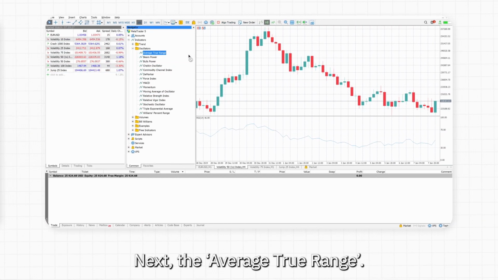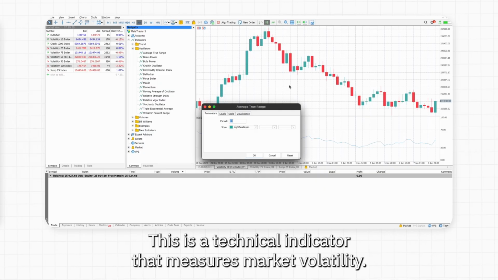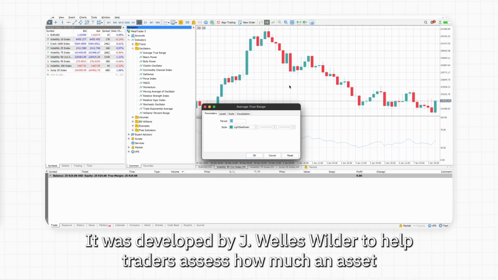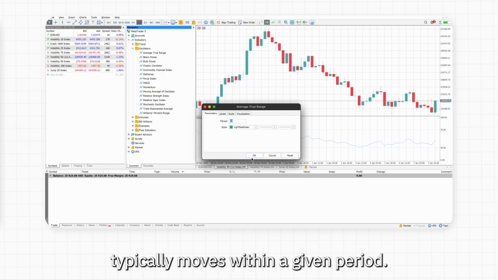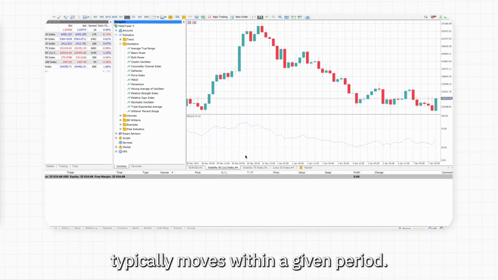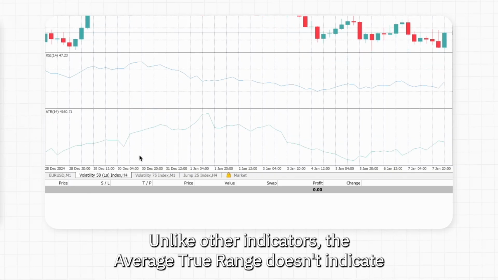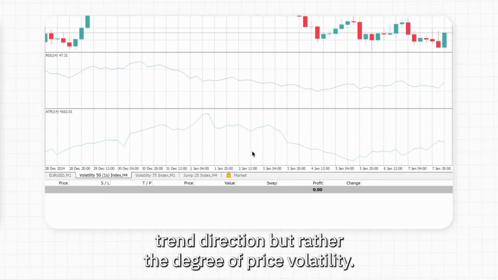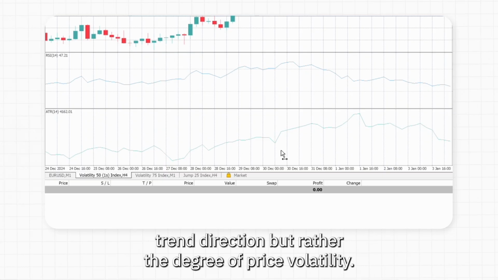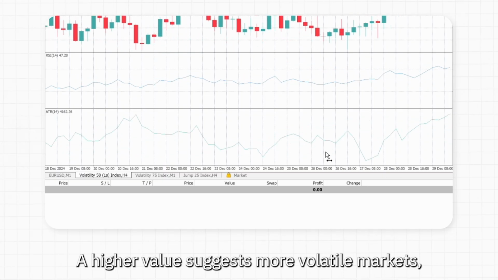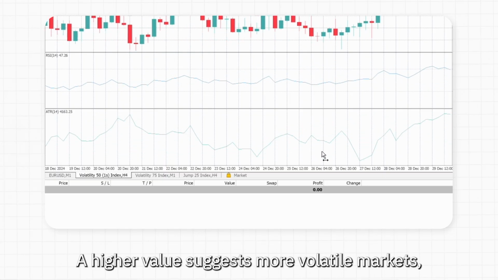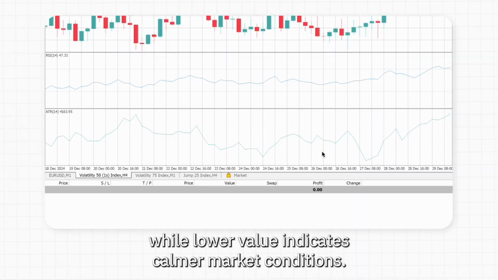Next, the Average True Range. This is a technical indicator that measures market volatility. It was developed by J. Wells Wilder to help traders assess how much an asset typically moves within a given period. Unlike other indicators, the Average True Range does not indicate trend direction, but rather the degree of price volatility.